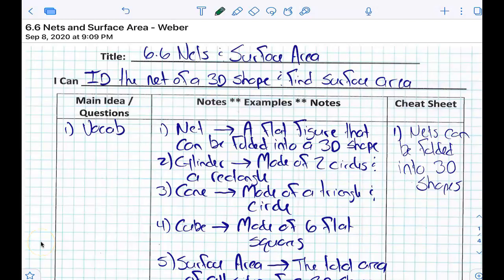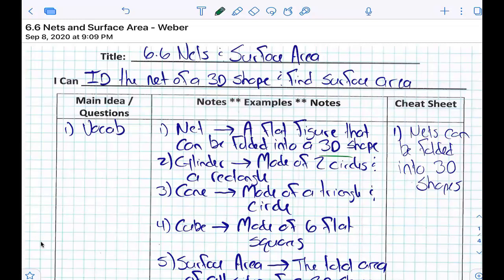Good morning. All right, 6.6 nets and surface area. I can identify the net of a 3D shape and find surface area. Can you do that? Yes. All right, a net. A net is a flat figure that we can fold into a 3D shape. So nets are flat. We can fold them up into 3D shapes, right?